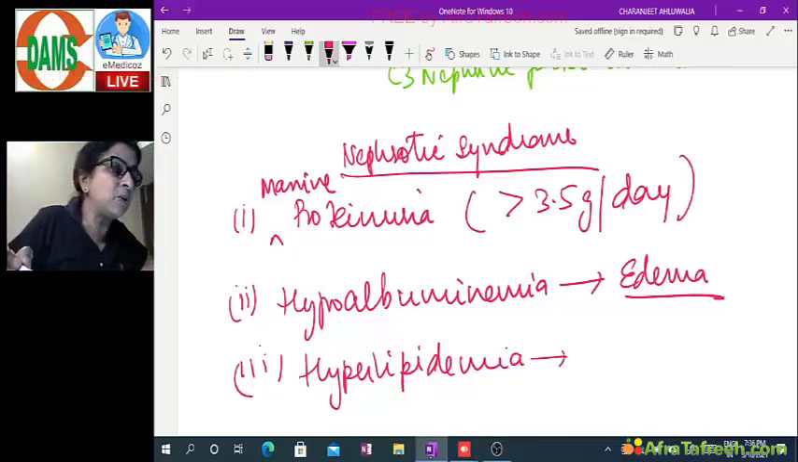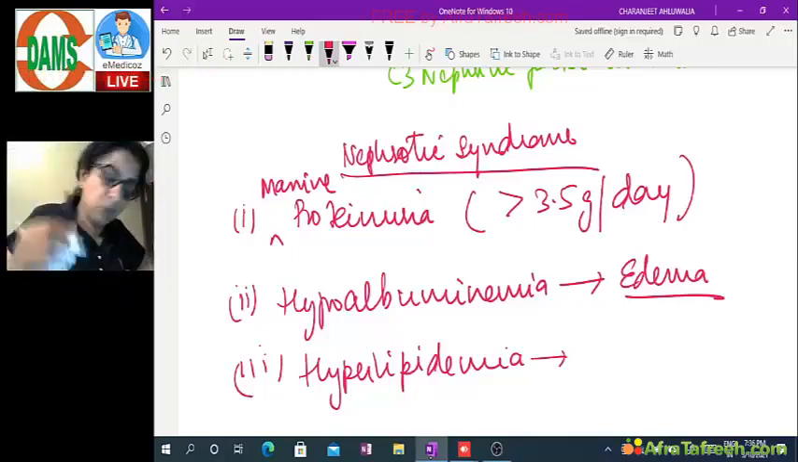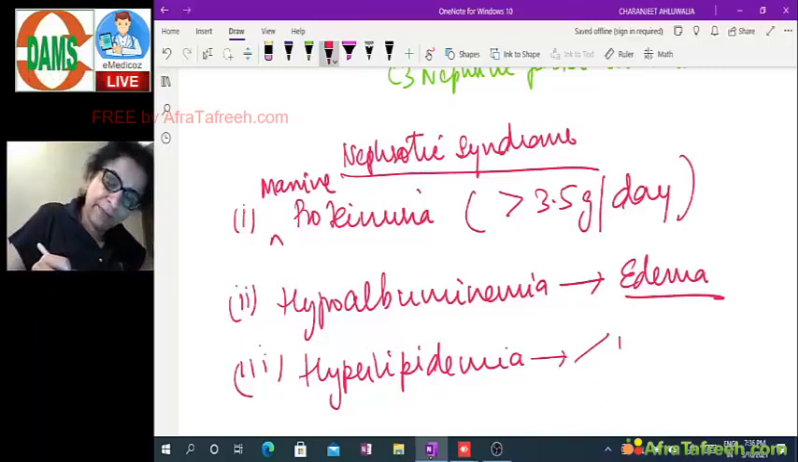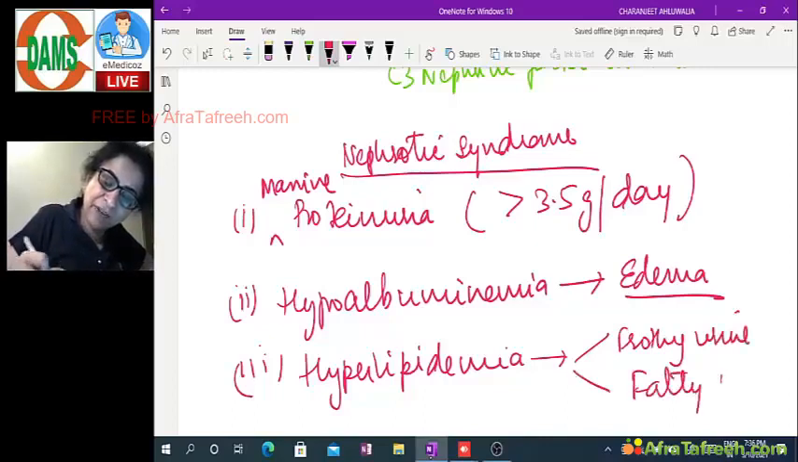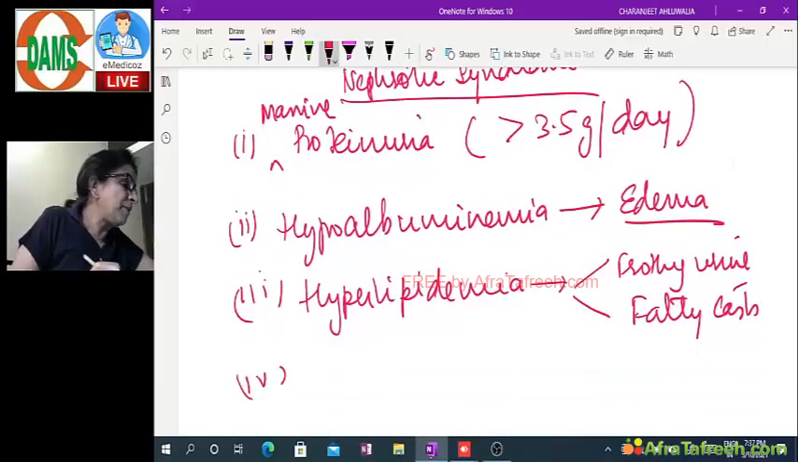What does this lead to? There are so many lipids in the blood that the lipids are excreted in the urine. So the urine becomes frothy, plus there are fatty casts in the urine.